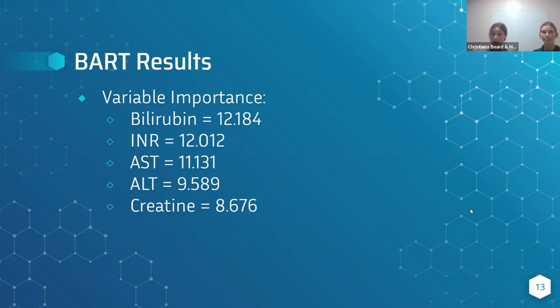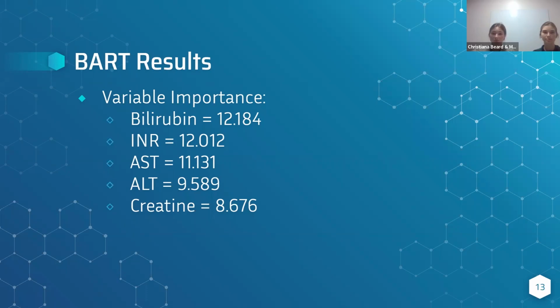So keeping that in mind, I've included the variable importance output that we got, and these numbers represent a count. It's the number of times a variable was used as a decision factor for a split in a regression tree, and then divided by the total number of trees. So that's how we get some decimals. Here we can see that bilirubin and INR were our most important factors, which is similar to what we got with both our logistic regression model and with our regression tree.